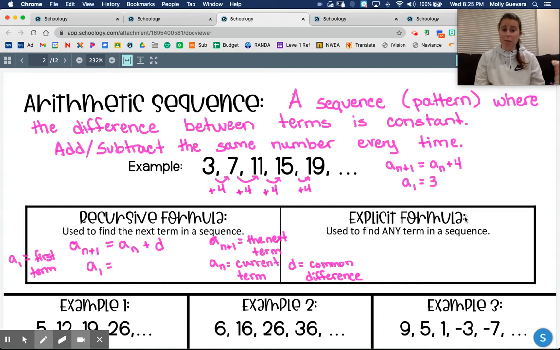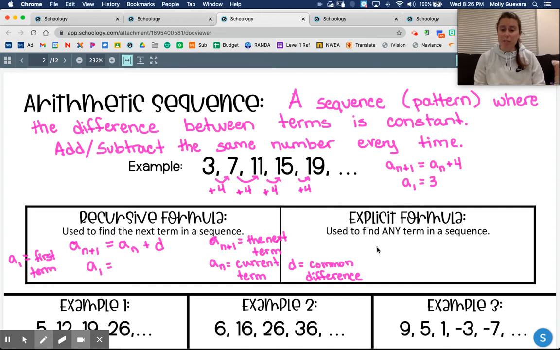The explicit formula, this is used to find any term. So if I want to know in this sequence, what is the 60th number, right? If I count out 60 numbers, what is that? I don't want to do that using this equation, because I'm going to have to find every single number up until 60. That's a lot of work. So then we use what we call the explicit formula.